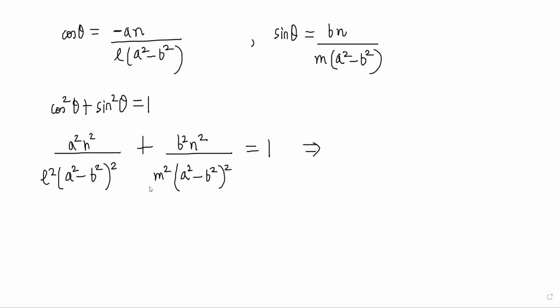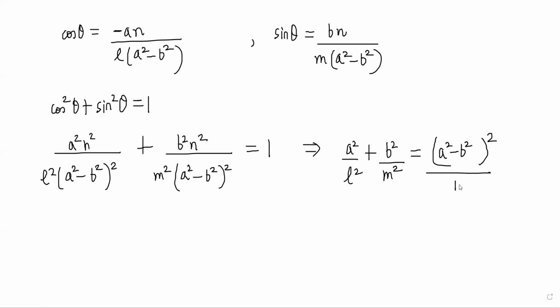And from here, what we can do is a square minus b square by n square can be taken on the other side, and you get a square by L square plus b square by m square is equal to a square minus b square whole square by n square. So this becomes my condition for the line to be normal to the ellipse.